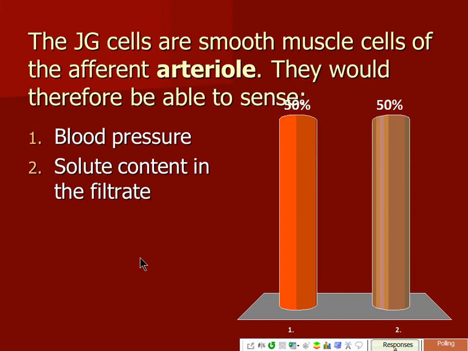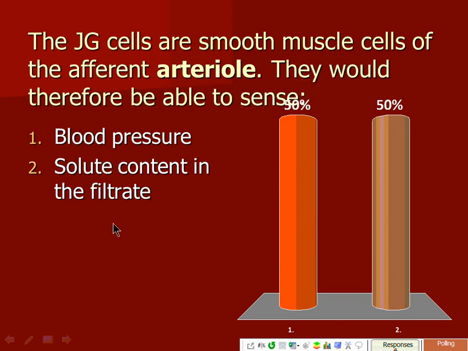In an arteriole, what is passing through? Blood, right? So they will sense blood pressure. It's in the tubule that you have the filtrate which passes through. So it is the macula densa, which is part of the DCT and ascending limb, that senses solute content.